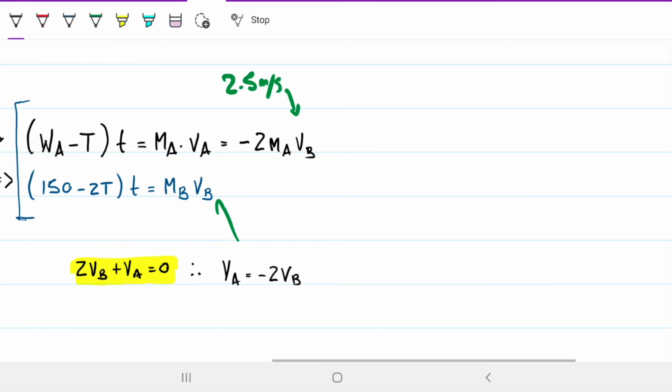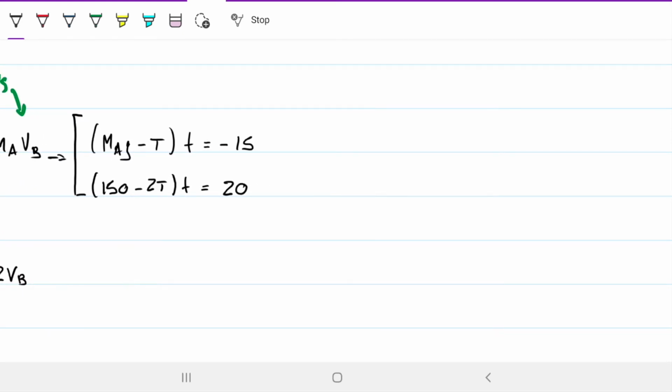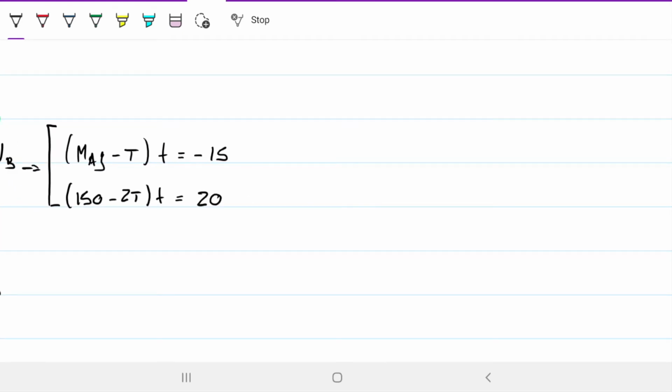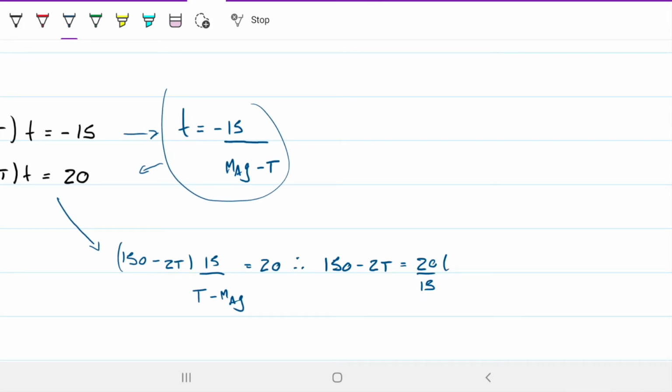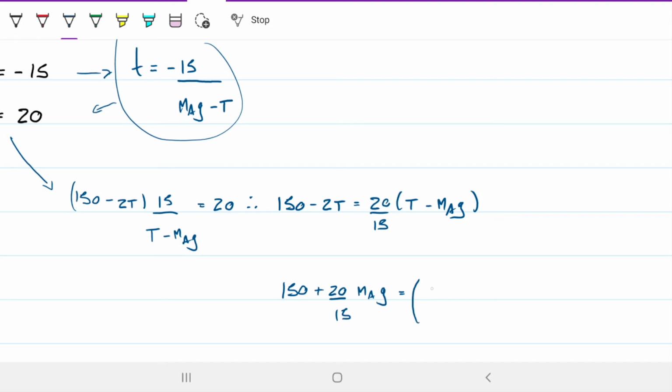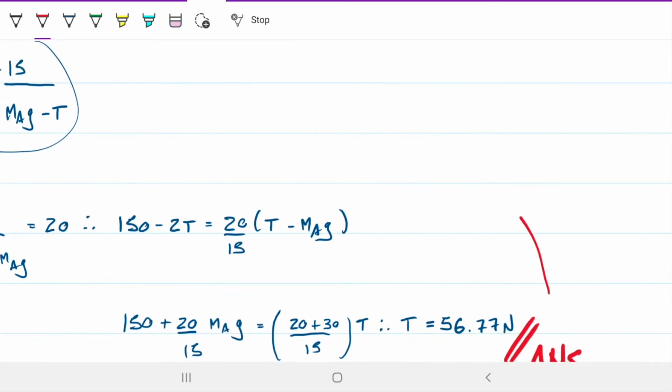So we can go ahead and have these two equations like so. The mass of A times gravity minus the tension T will be equal to -15, and then 150 minus 2T times the time will be equal to 20. I'm going to go ahead and speed up and just do the algebra here. All right, so we end up having the tension being 56.77 newtons.